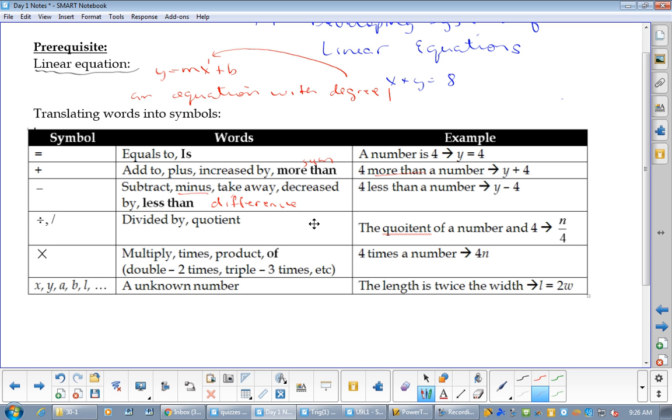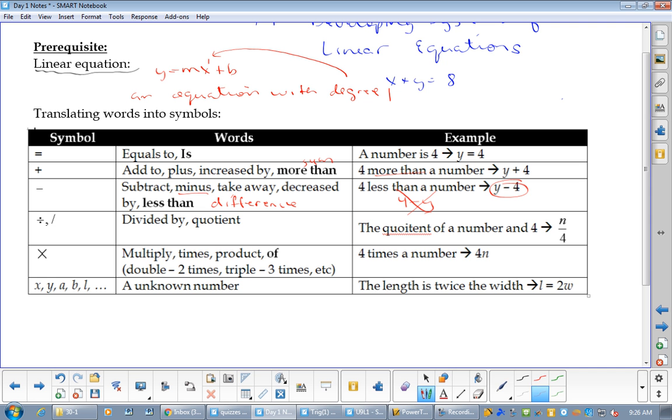Okay, and then 4 less the number. Now make sure that you're putting the number first. This is a common error. 4 less a number, they read it like that, but that's not 4 less a number. That's a number less 4. So always make sure that if you're taking 4 less a number, like if it's 20, it would be 16. So it's 20 minus 4, okay?